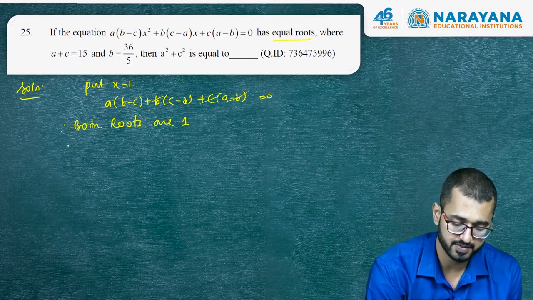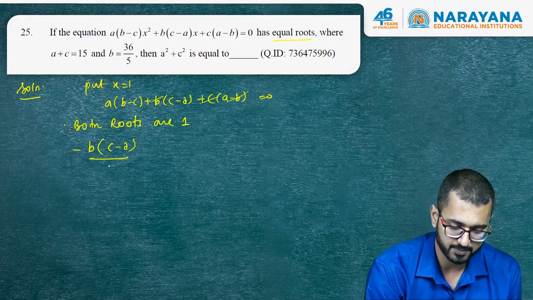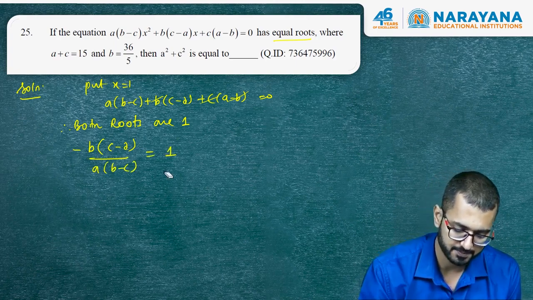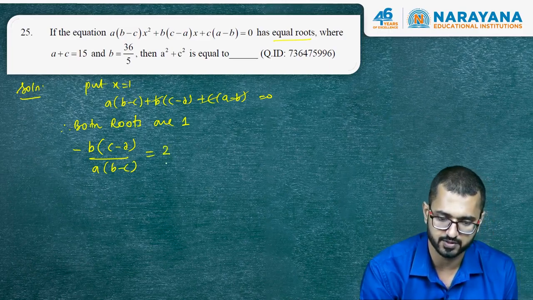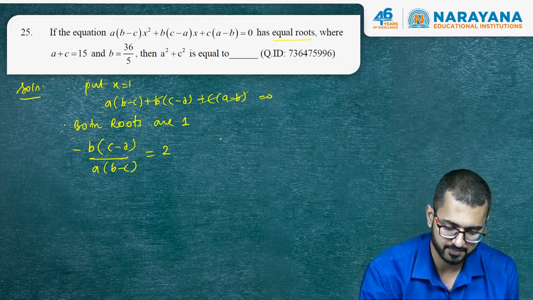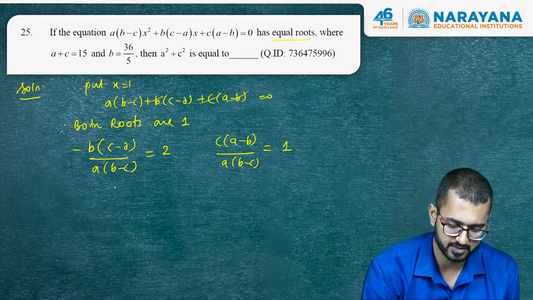Both roots being 1 means we can write down the sum of the roots. So the sum of the roots is going to be what? B into C minus A upon A into B minus C is equal to... no, sorry, the sum of the roots is going to be 1 plus 1, so 2. This is my sum of roots, and the product we can also write down. So C into A minus B upon A into B minus C is equal to 1, right? Now let us solve this equation.